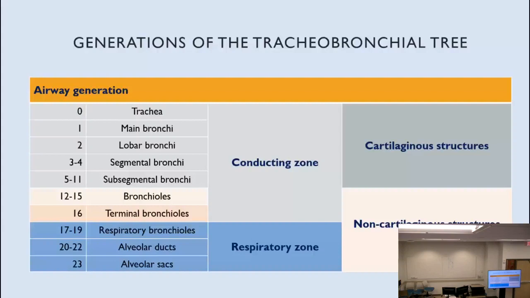Okay, there are many divisions, divisions of divisions of divisions of divisions until we reach the bronchioles, terminal bronchioles. Then we have the respiratory bronchioles, alveolar ducts, and alveolar sacs. For physiologists, that is only one space, the respiratory zone. We divide the lung into two areas, one in which there is no gas exchange, and the other in which there is gas exchange.